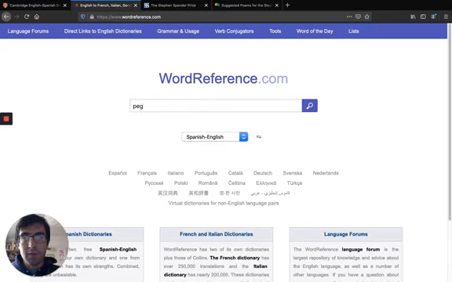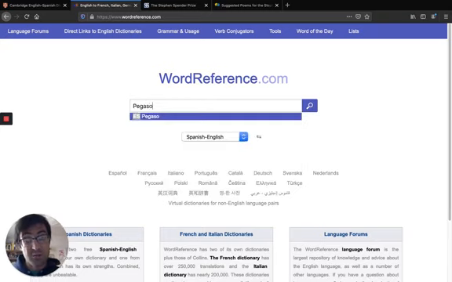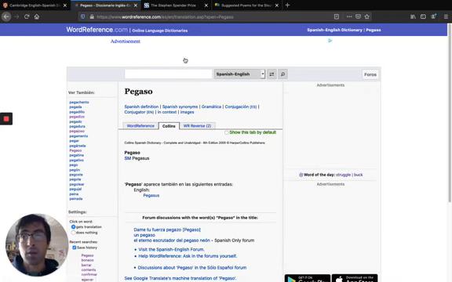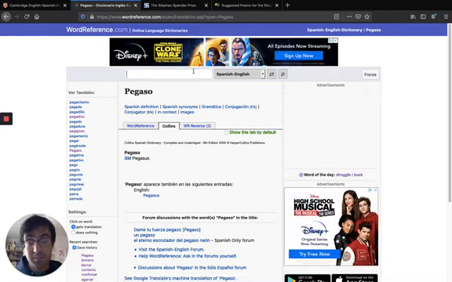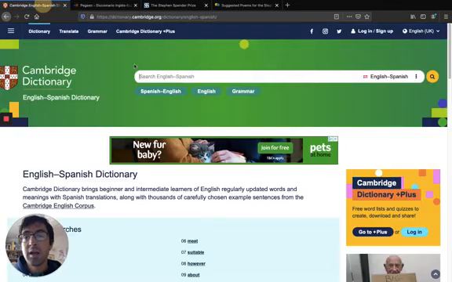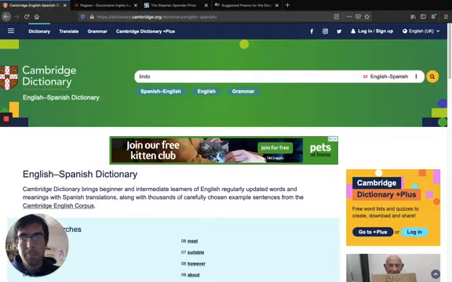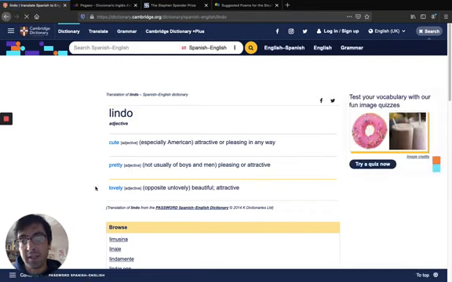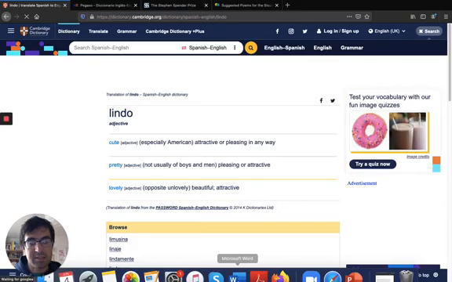So I'm going to look up the first word here because I checked earlier and I couldn't find it in the Cambridge one. Pegaso, which means Pegasus. So whether we know what that means or not, we're going to just remember Pegasus. Then I'm going to look up lindo, or lindos, but lindo, in this second one. And it means cute, pretty, lovely. I'm going to go with lovely because I think that's a very nice word.